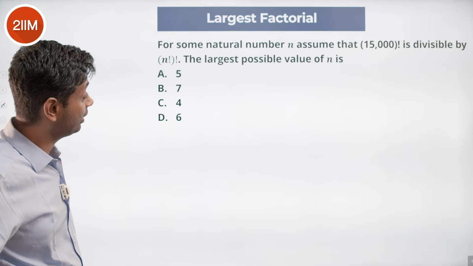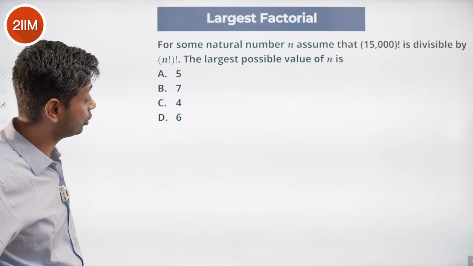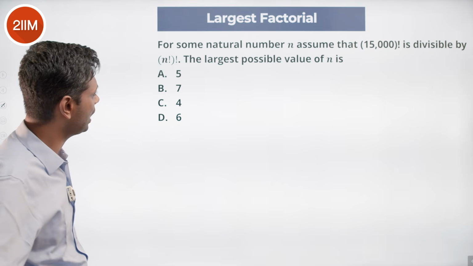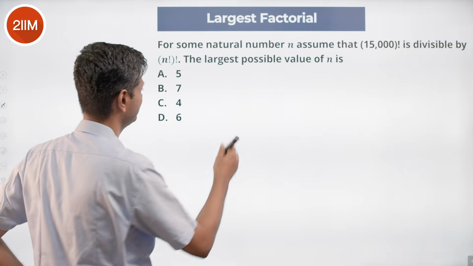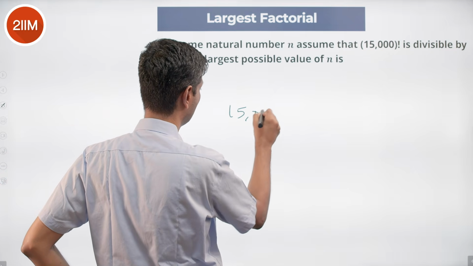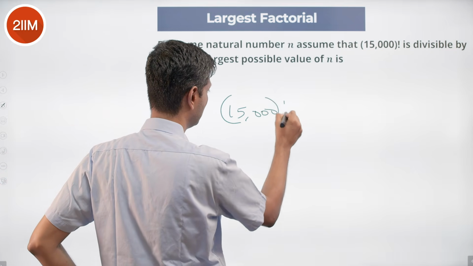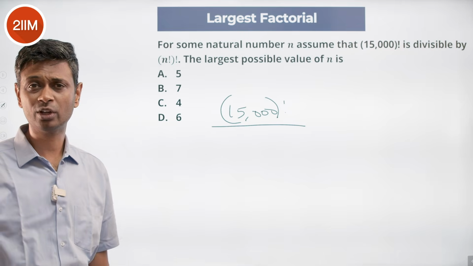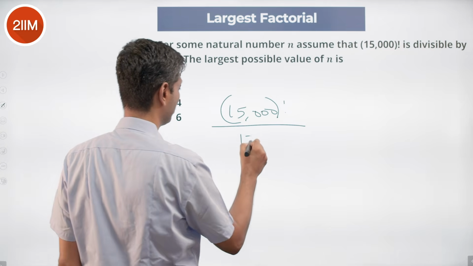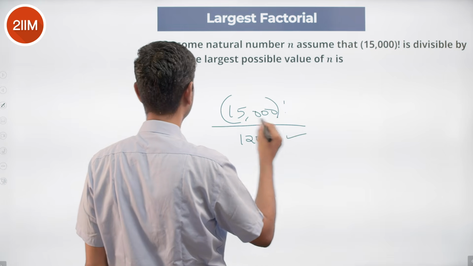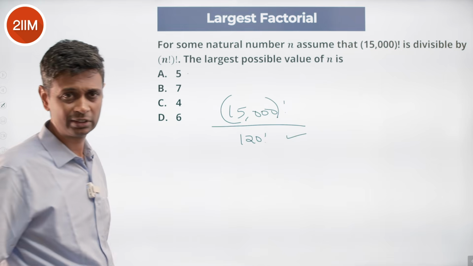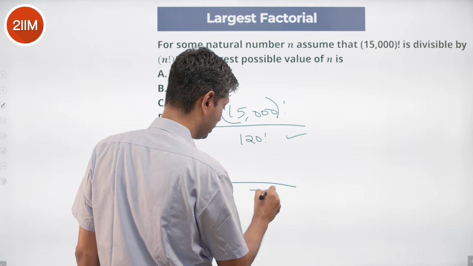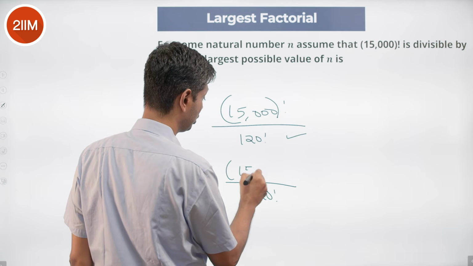For some natural number n, assume that 15,000 factorial is divisible by n factorial factorial. The largest possible value of n is? So 15,000 factorial. Is it divisible by 5 factorial factorial? 5 factorial is 120, so it is divided by 120 factorial. This works. 5 works. Put a 6 factorial. That means 120 into 6, 720 factorial.